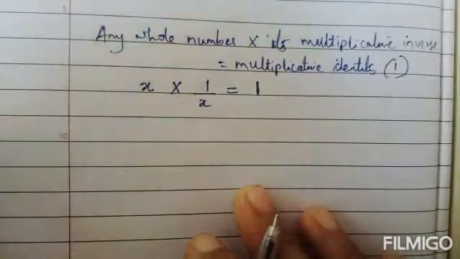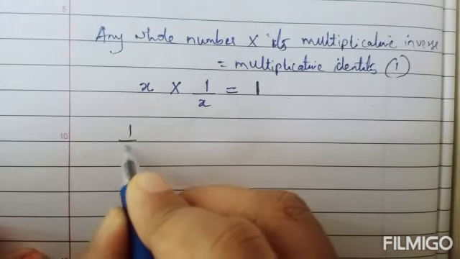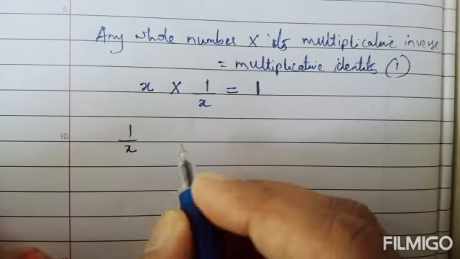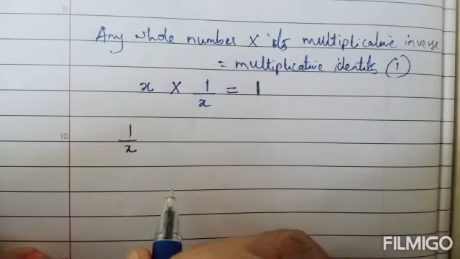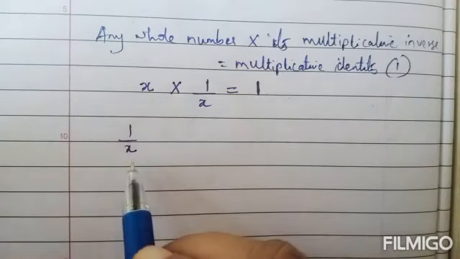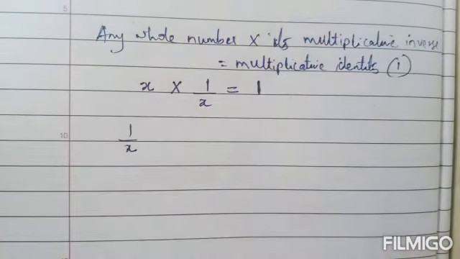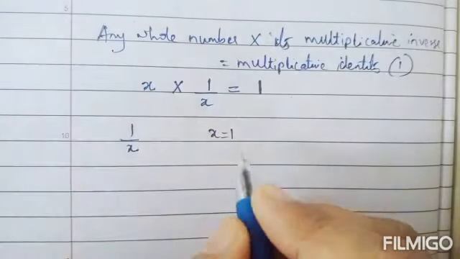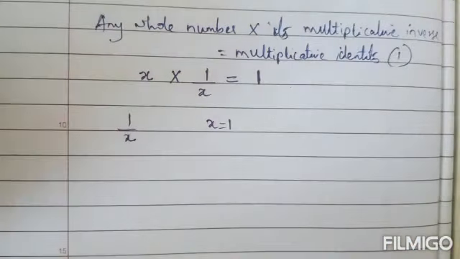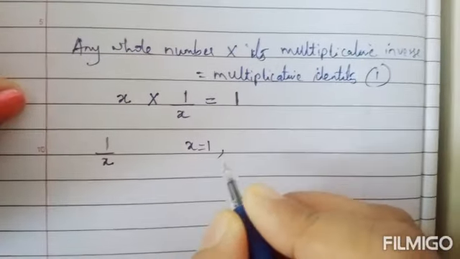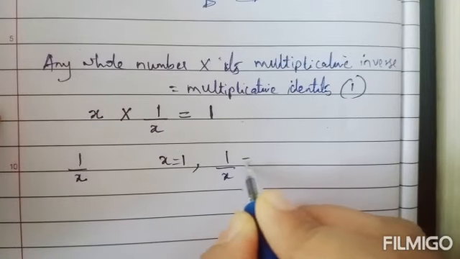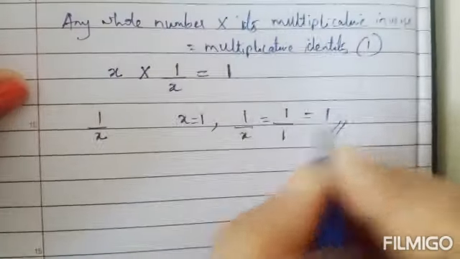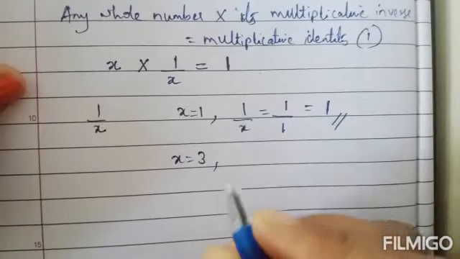But here, 1 by x is a whole number only when x equal to 1. If x equal to 1, then only 1 by x will be a whole number. Let us see, if x equal to 1, what will be 1 by x? 1 by x equal to 1 by 1. What is 1 by 1? It is 1.